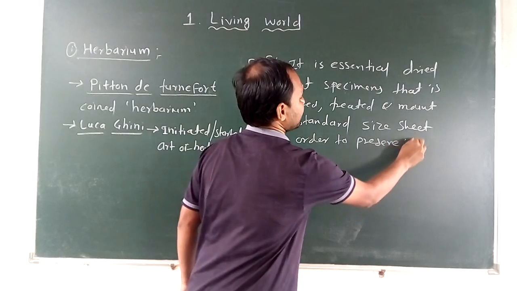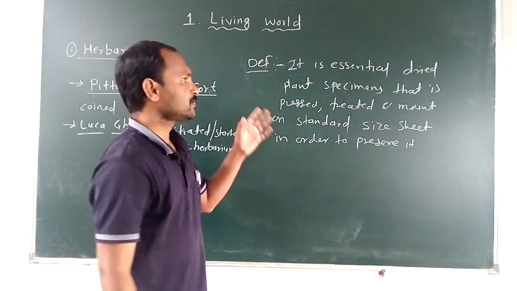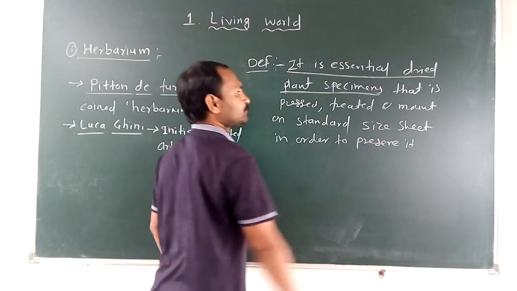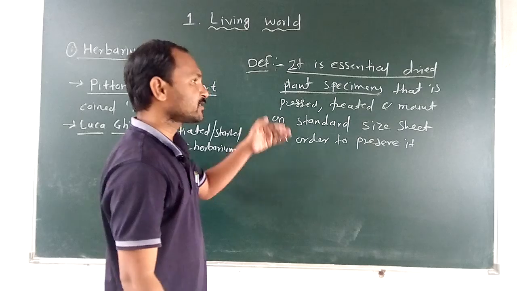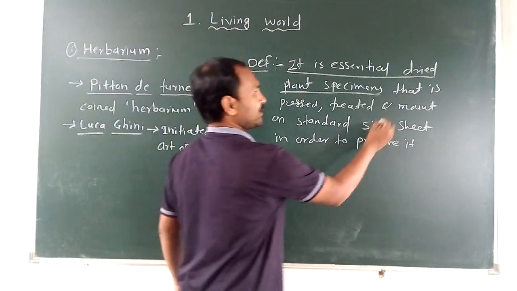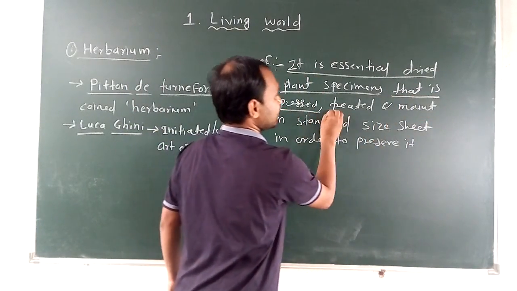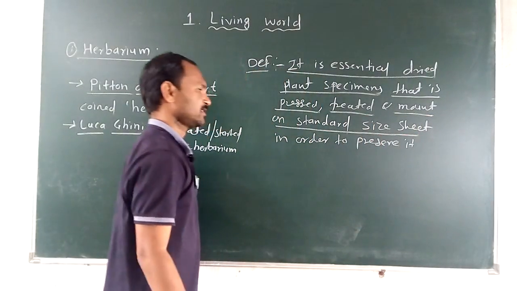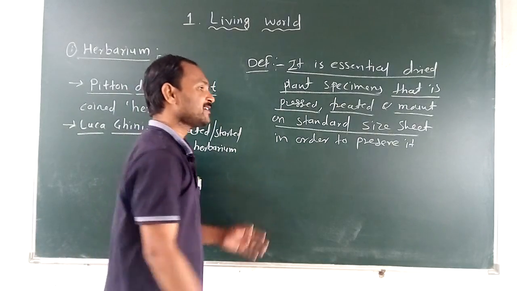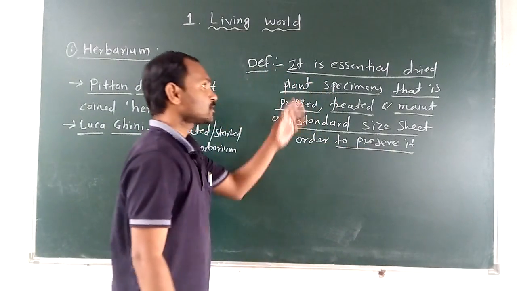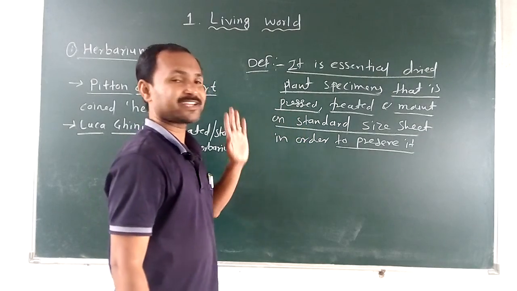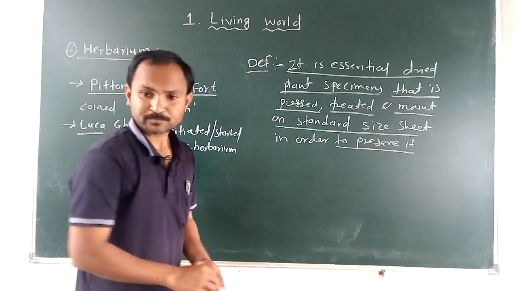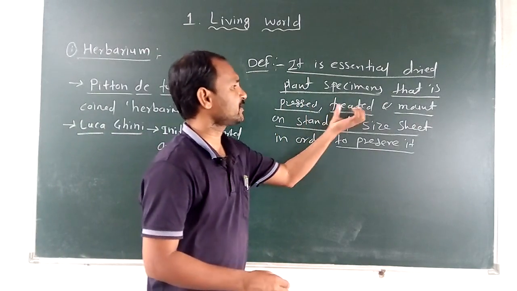This is the definition of herbarium. Actually this is a very simple definition. First remember, it is an essential dried plant specimen. Next, remember the steps of making the herbarium: pressed, treated, mounted on where? On a standard size sheet. What is the purpose of that? The purpose is to preserve the specimen, whatever specimen we are taking. This is the definition of herbarium. Here are the 3 steps: pressed, treated and mounted.